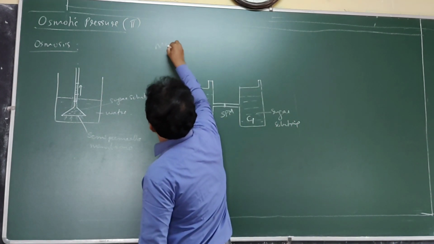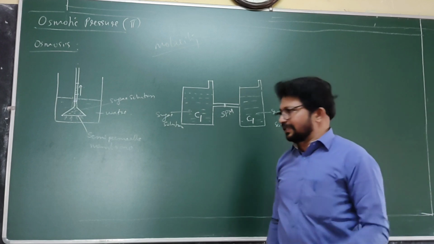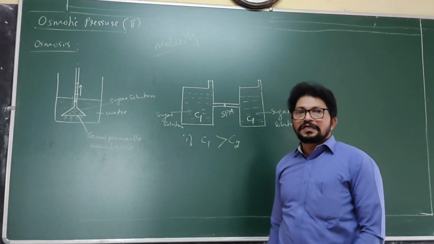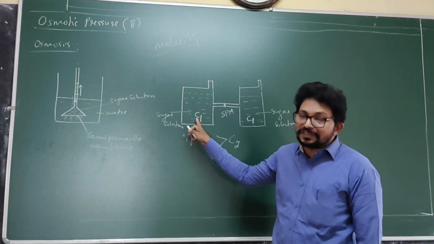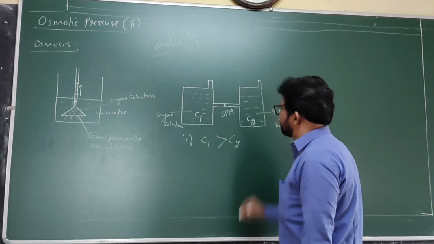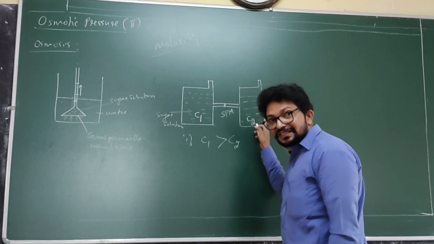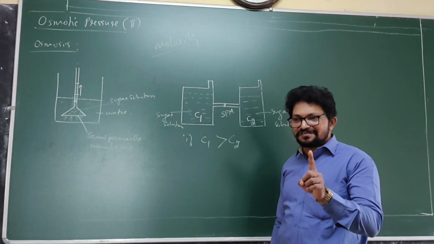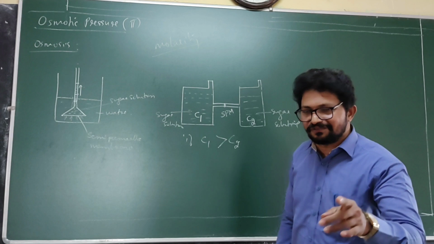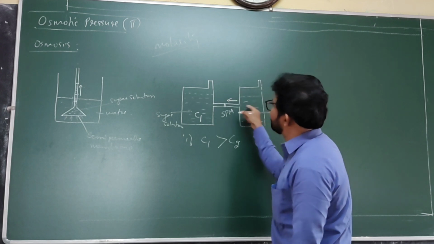Listen very carefully. If C1 is greater than C2, that means sugar concentration is more here and less here. So this is the strong solution and this is the dilute solution. Now tell me, osmosis will take place in which direction? Osmosis is the property of the solvent. Solvent is over here, so this is the direction of osmosis.